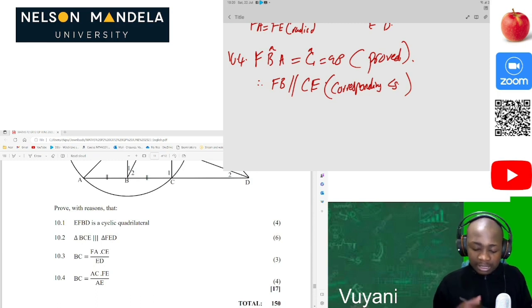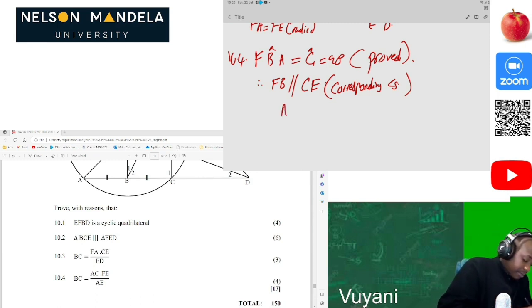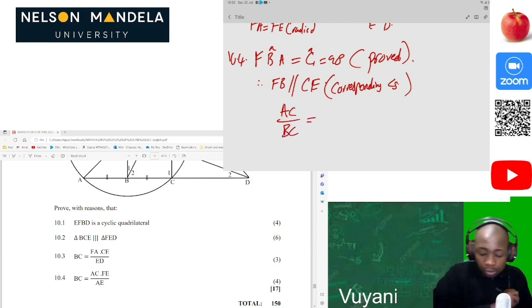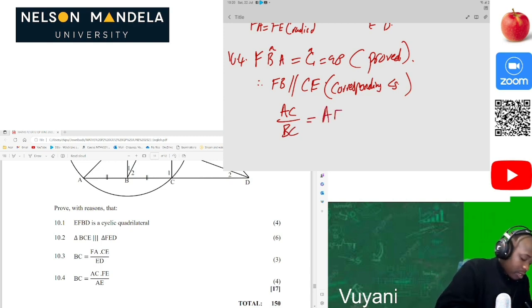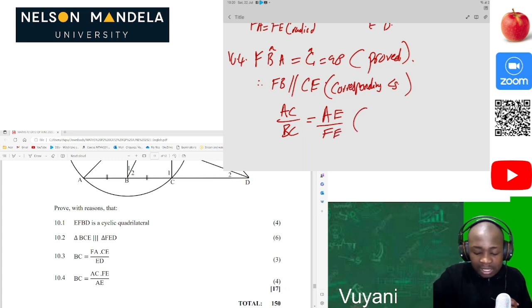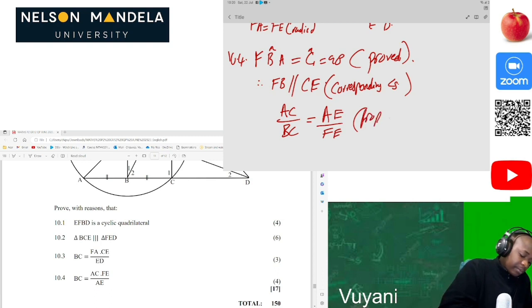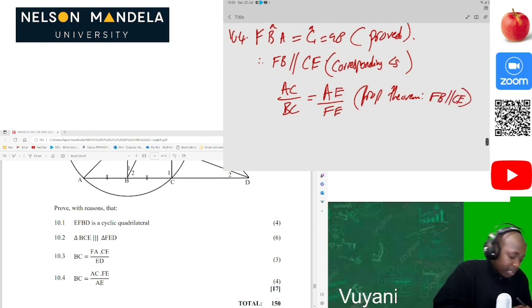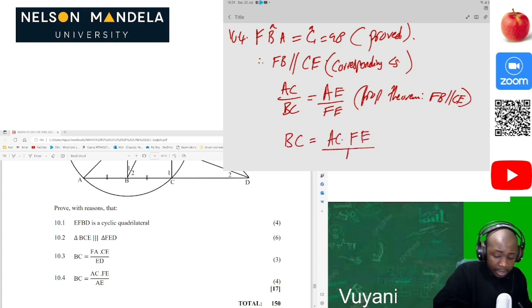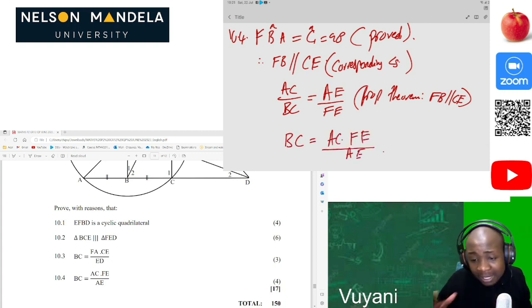Then we can see that AC over BC is equal to AE over FE. Then what's the reason now? That's when you say that a line parallel to one side of the triangle, which is the prop theorem. Then we state the parallel side. Then after that we can make BC the subject of the formula. Then that will be AC times FE divided by AE. Then you get your 4 marks just like that.